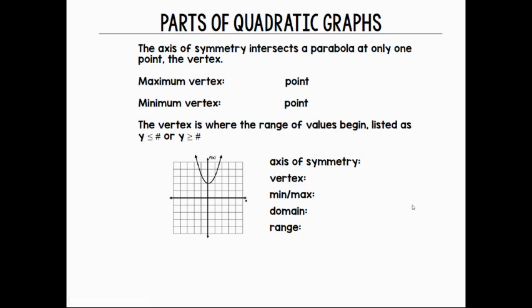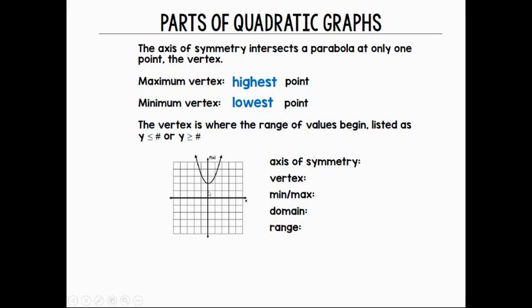So the axis of symmetry intersects the parabola at only one point, the vertex. The maximum vertex is the highest point, minimum is the lowest point. The vertex is where the range of values begin. It's listed as y is less than or equal to the number. So if it's a maximum, it's less than or equal to. If it's a minimum, y is greater than or equal to.